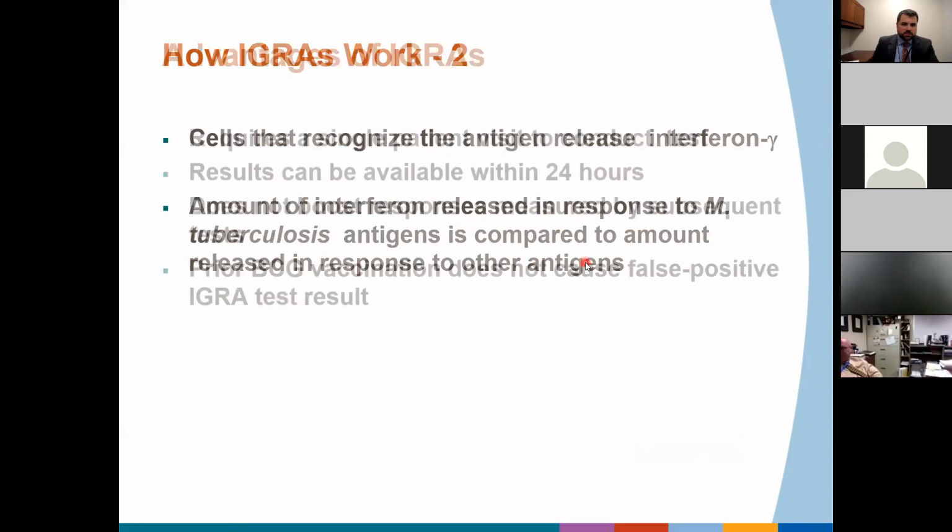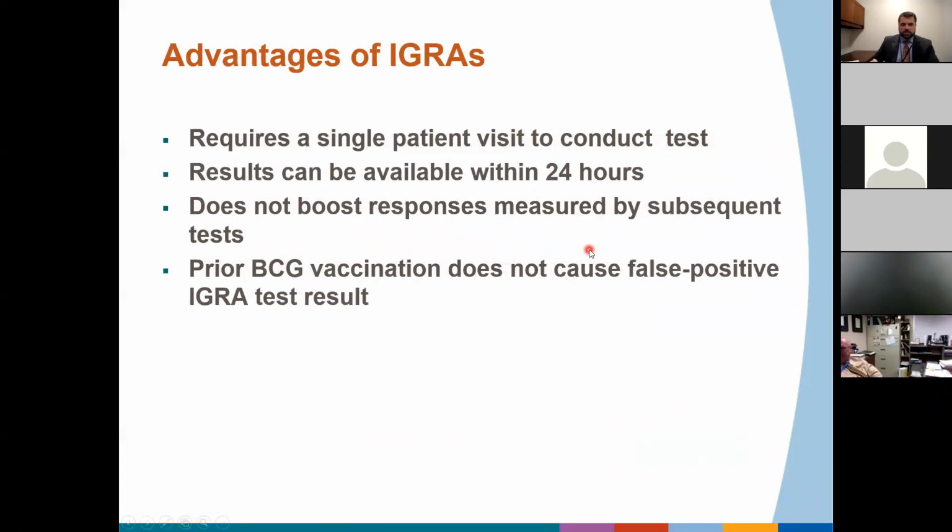The interferon gamma release assay will give a number, and above about 0.35 would be considered positive. Now, this requires a single patient visit, so this is why a person might consider doing an interferon gamma release assay. They could see the patient now, and then the patient wouldn't have to follow up. Results can be available within 24 hours. It does not boost responses measured by a subsequent test, and prior BCG vaccination does not cause false positives.